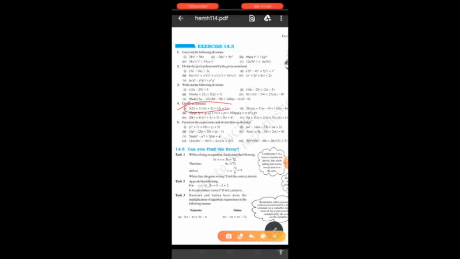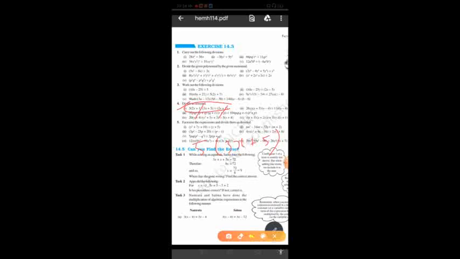5 into (2x plus 1) into (3x plus 5) divided by (2x plus 1). So you can see here 2x plus 1 is cancelled. So what you have is 5 into (3x plus 5) as your result. Clear?